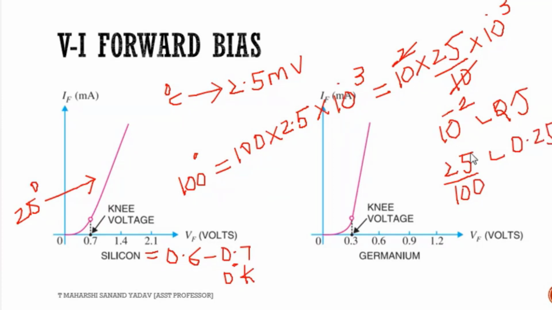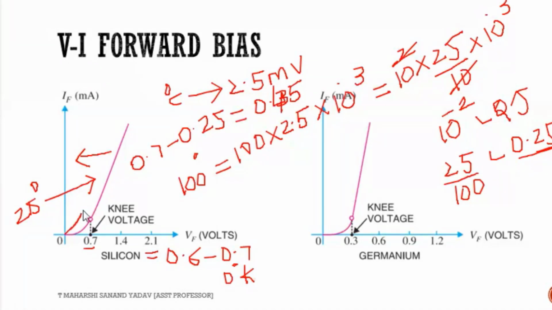25 by 100, 0.25. Now this graph will shift left. Means you need to subtract 0.7 minus 0.25. So how much will you get? 0.7 minus 0.25. How much are you getting? 0.45. That's it, 0.45. So this graph starts approximately at 0.45.